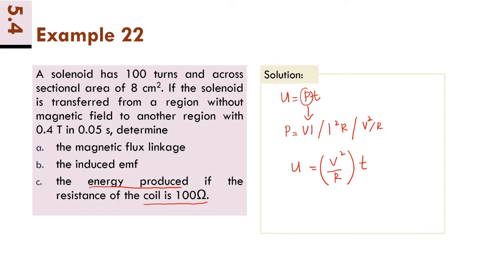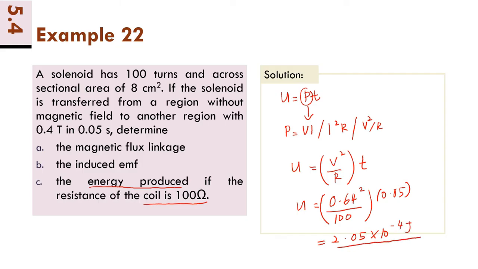Okay, then substitute the values. So U equals V, just now we got 0.64, we just consider the magnitude, V squared over R, where R is 100 ohm and T is 0.05. So U is 2.05 times 10 power negative 4 joule. Alright, okay. So we have finished example 22.